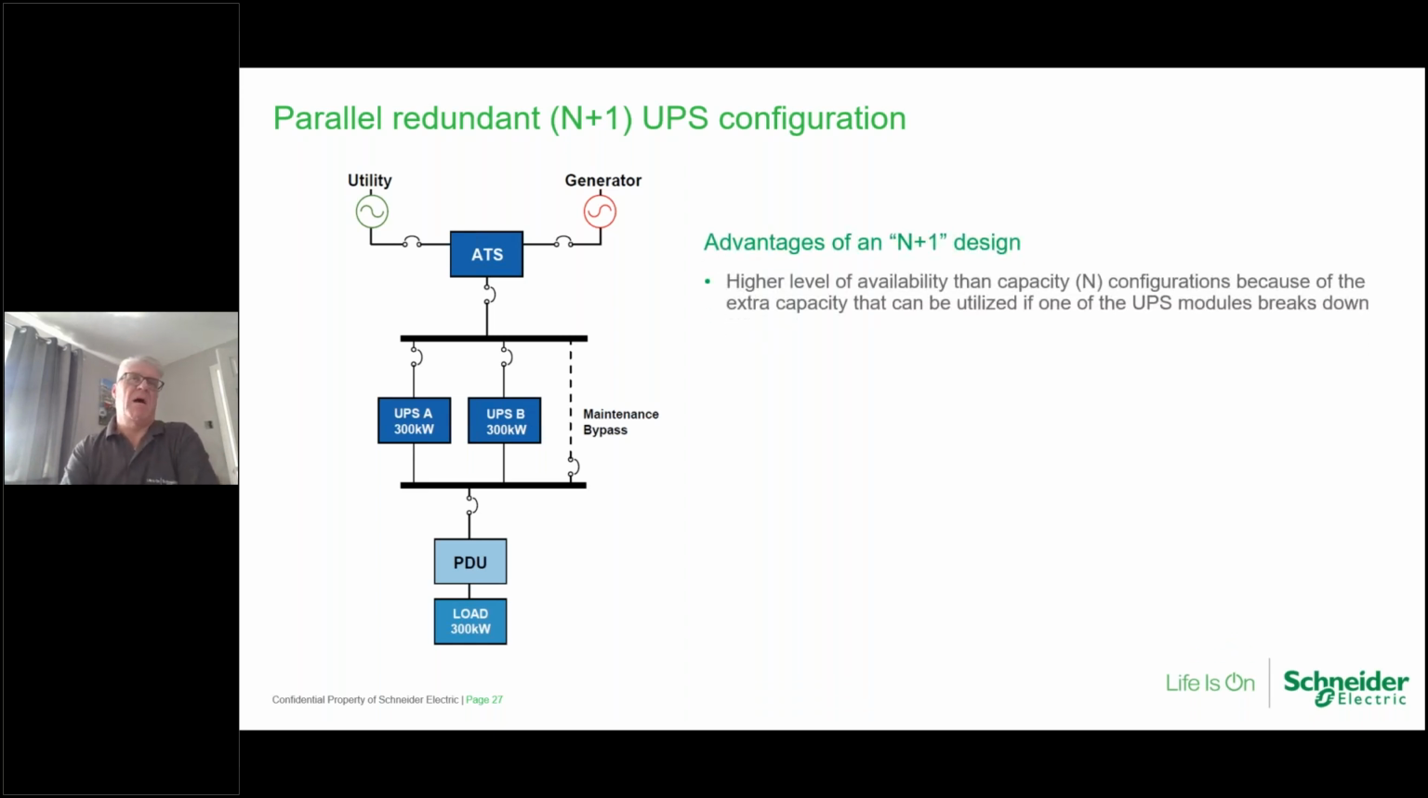N plus 1, high level availability. We've not oversized it because we're covering if 1 UPS breaks down, the other is operational. Yes, there is, as modern UPSs, these are both running at 50%, our efficiency is still going to be quite high. It's still going to be in the 90s typically. So that's one way of doing things.